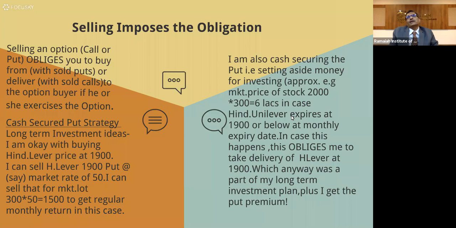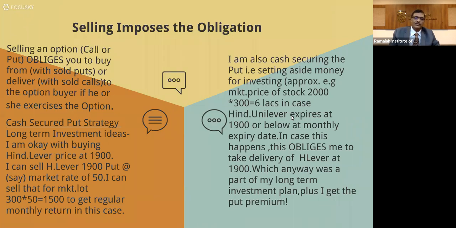And my thinking is that last year it did go to 2,600. The minimum was 1,800, 1,900, and the max was 2,600. So it was about a 30 to 40% jump. So what I can do here with the cash secured put strategy, anyway, I have already set aside some money for Hindustan Lever for investment, but I'm very stubborn that I need to buy it at 1,900. So here's where the cash secured put strategy comes into play.